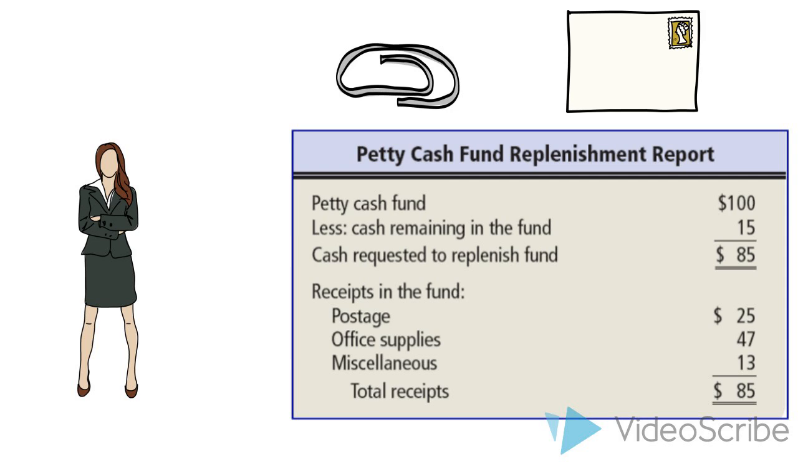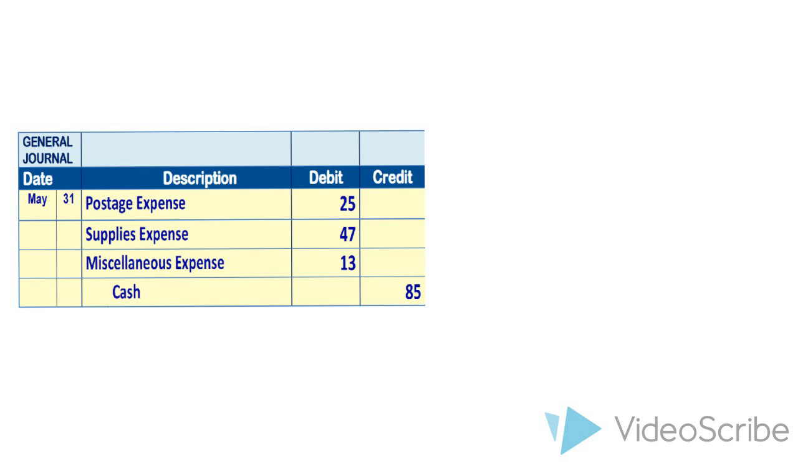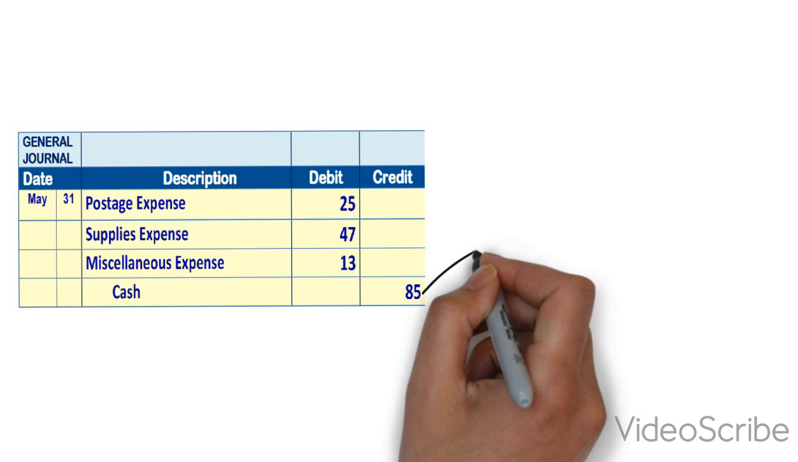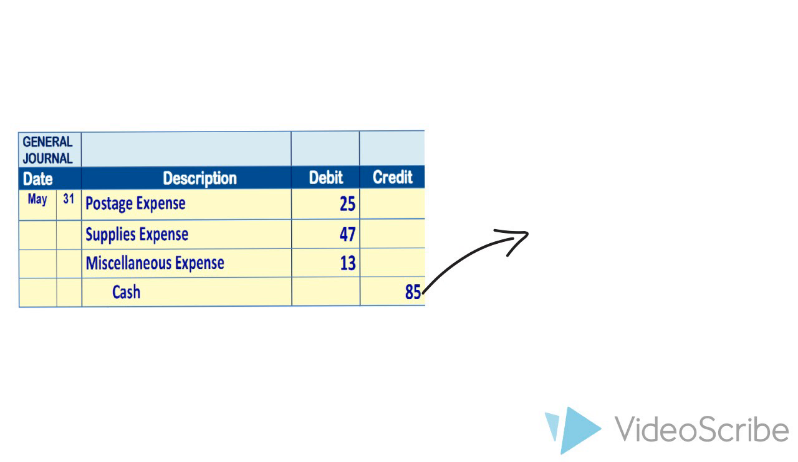She will then prepare the following report in order to replenish the fund. In order to replenish the fund, she will need to show the receipts in the fund in order for the company to bring the total cash in the fund back to its original balance, which is $100. Hence, the company will then cash a check of $85 to Mary in order for her to replenish the fund. This is shown in this journal entry.